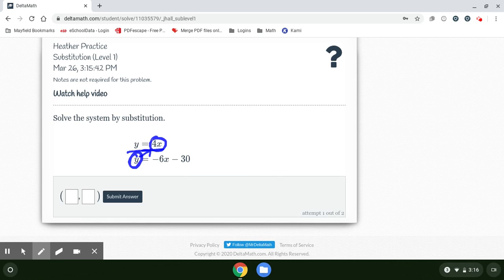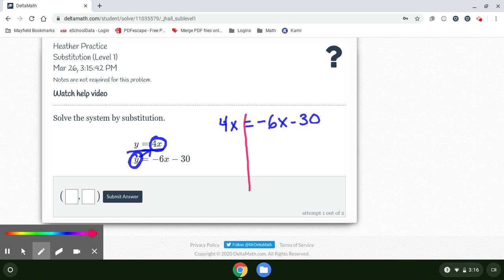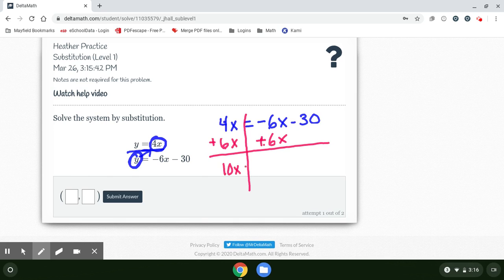So I'm going to take out the y and put the 4x in its place. So I end up with 4x equals negative 6x minus 30. This is substitution, replacing something. Now I can draw my t and solve. So plus 6x, 10x equals negative 30. Divide by 10, and x equals negative 3.